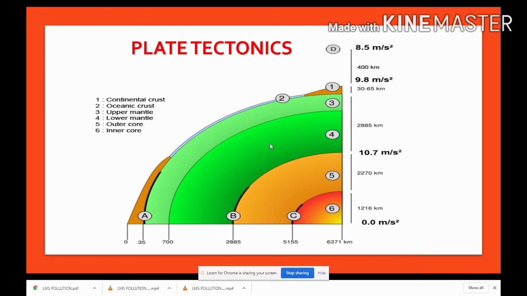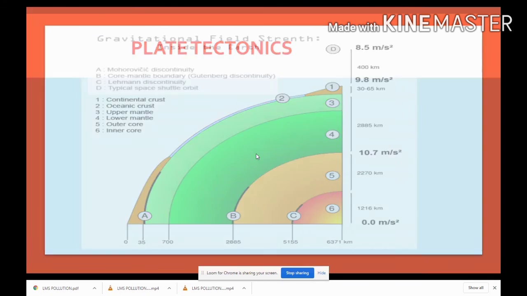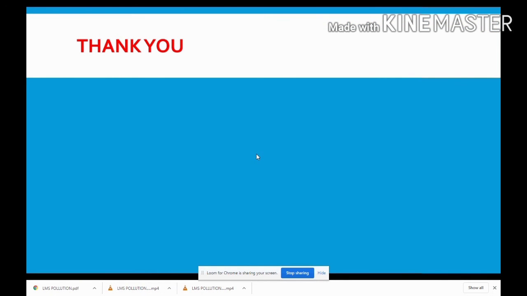Here you can see the crust, mantle, and the core. These are the plates. The crust is the solid plate, the mantle is semi-solid, and the core is in liquid form. So these plates move on one another. This is called plate tectonics. It causes the formation of volcanoes, seismic activity, and continental drift. Okay, this is all about the Earth's inner structure. Thank you.